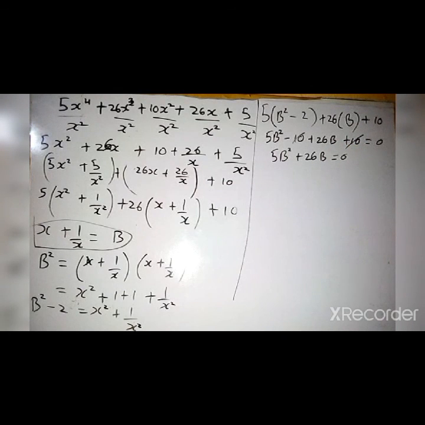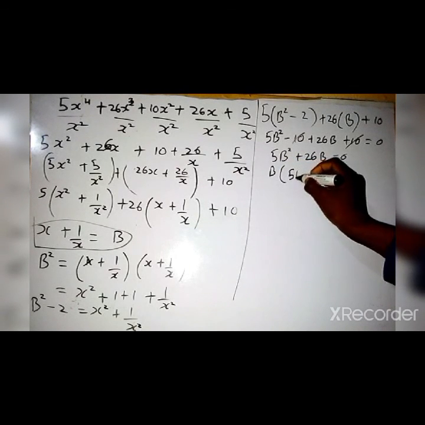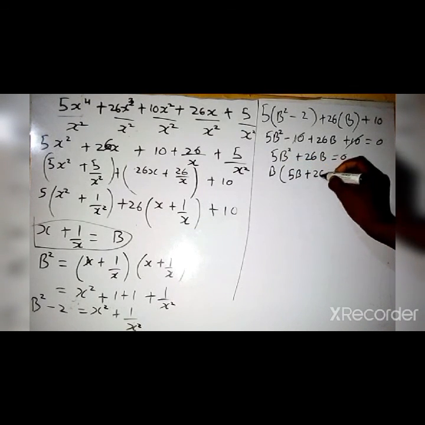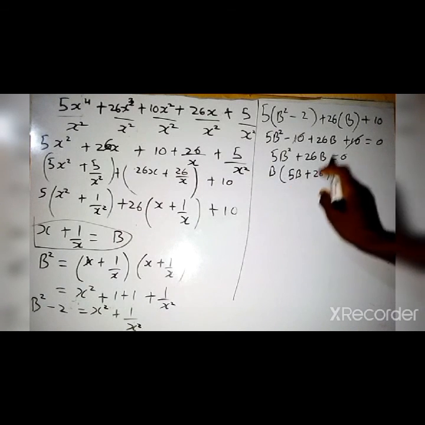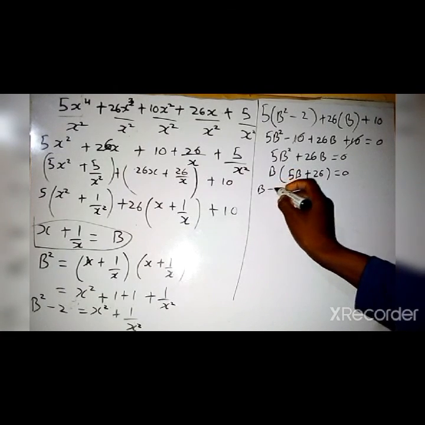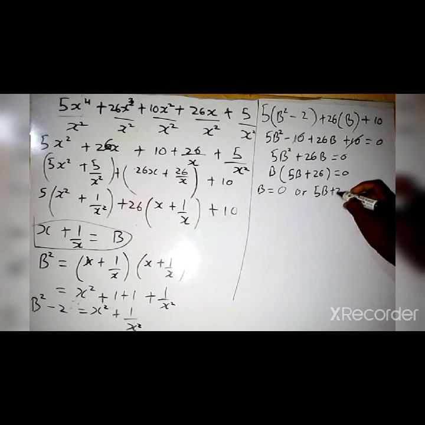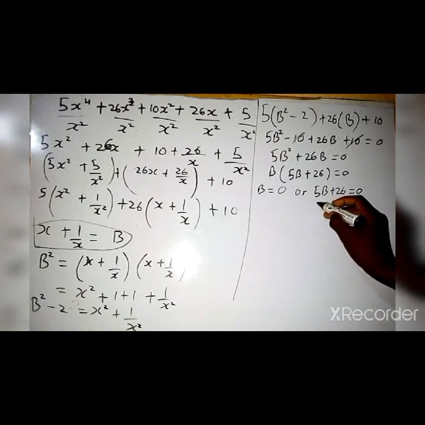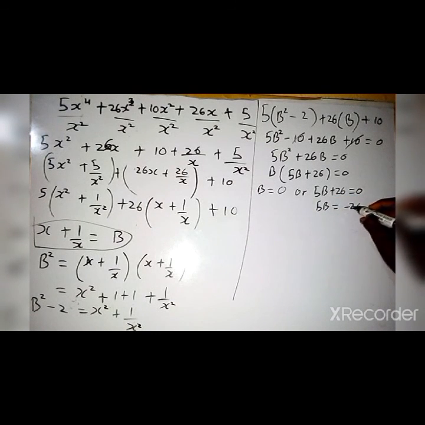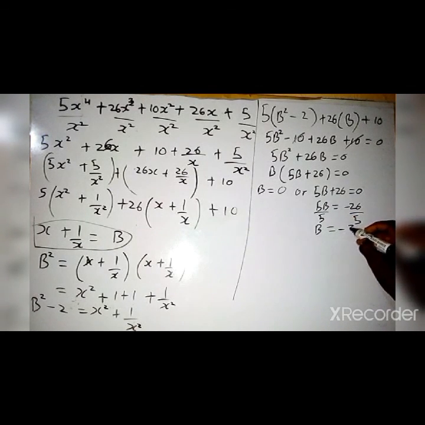So what is common? We can bring b out. b into bracket with 5b plus 26, because when we expand we get this back. So now here we can say b equals 0 or 5b plus 26 equals 0. So we can say 5b equals minus 26, dividing both sides by 5. So our second b will now be minus 26 over 5.